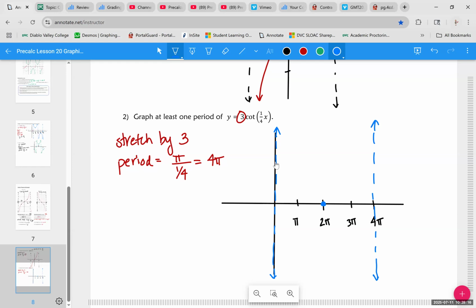So then for cotangent, I would usually go up 1 on the left, down 1 on the right, but I need to go up 3 and down 3. So again, it's a more stretched out graph when you multiply by a number in front. All right, and that's graphing tangent and cotangent.